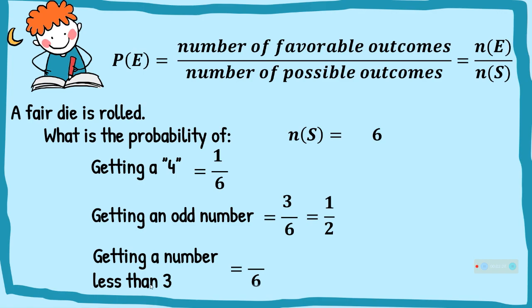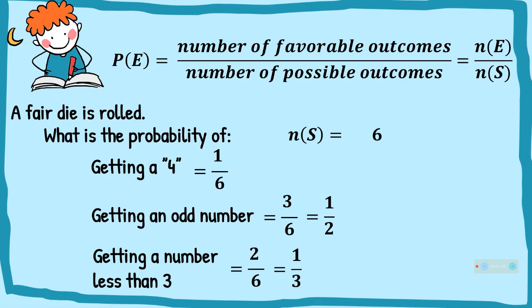Next, getting a number less than 3. Out of 6, how many are those numbers less than 3? That's correct. We have 2. Why is it 2? Numbers less than 3 are 1 and 2. You will not include 3 because the question is a number less than 3. So you only have 1 and 2. That's why you have 2 out of 6. Reduce this to lowest term, that is 1/3.